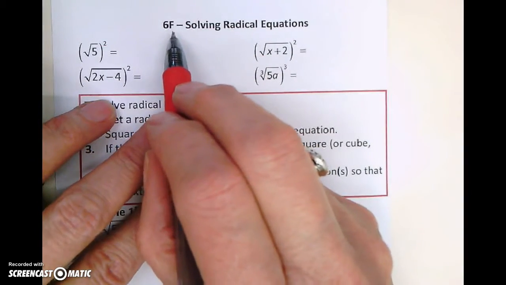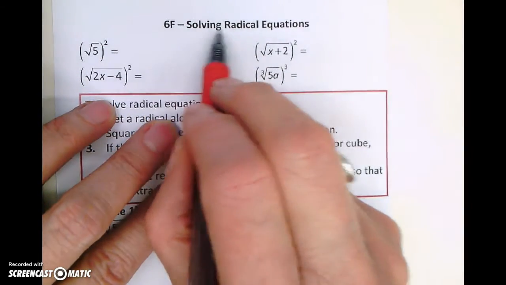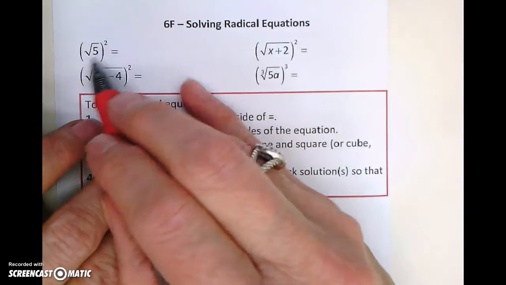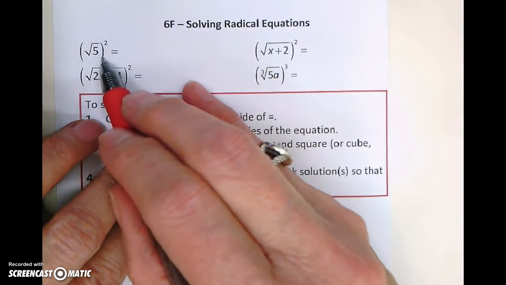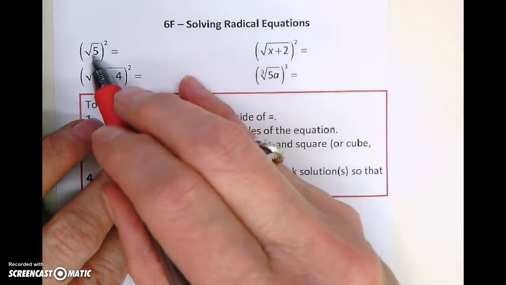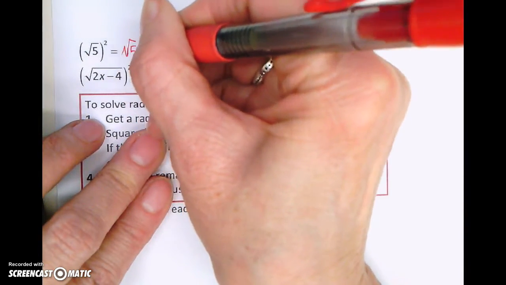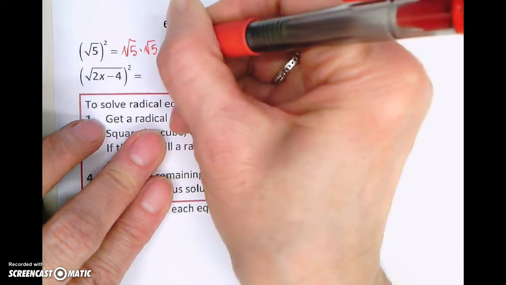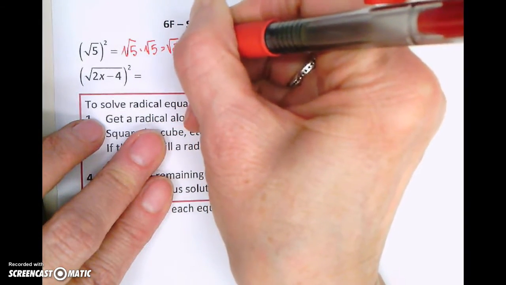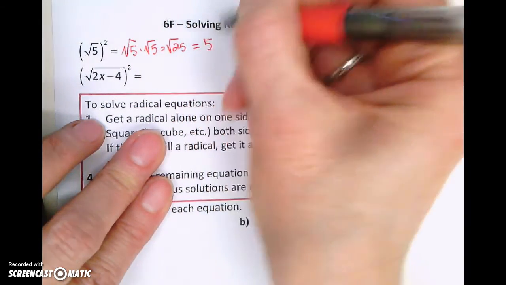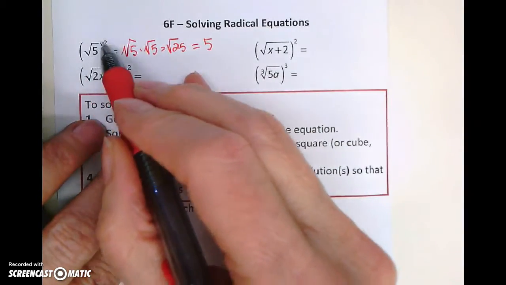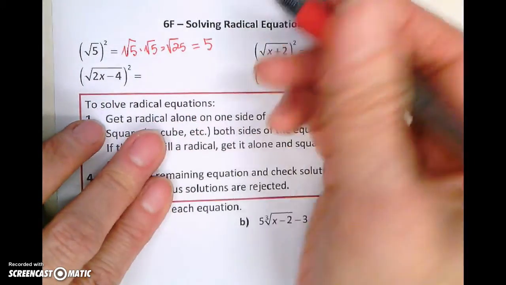In this set of notes, we're going to be solving radical equations. One of the skills that we're going to need to know is how to square a radical. If I square a radical, you can think of that several ways. This would be the square root of 5 times the square root of 5, square root of 25, which is 5. So the square root of 5 squared is 5.